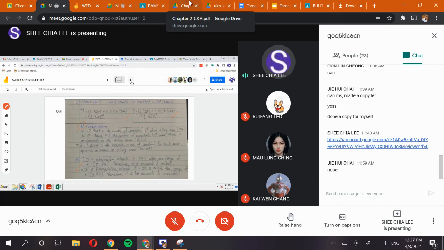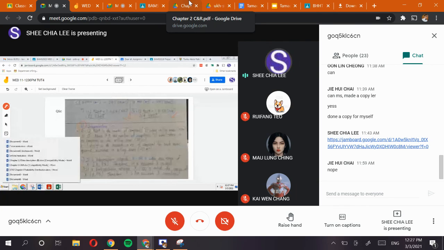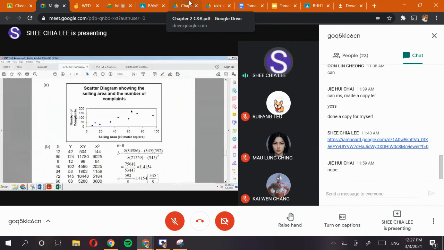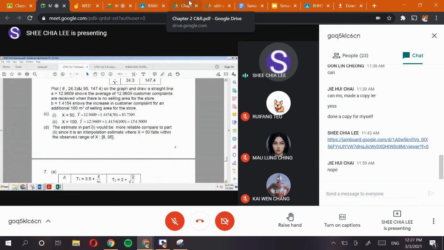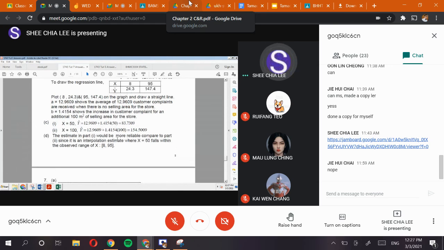When they ask you to compare, you have to show that you compare. So this is your scatter diagram, then parts B and A. You have to write like this: the estimate in part 1 would be more reliable compared to part 2, since it is an interpolation estimate where X equals 50 falls within the observed range of X, 8 to 95. Get it or not? This is how you're supposed to write, because they ask you to compare which one is more reliable. Then you have to write in a way that you are comparing it. Okay, write down.